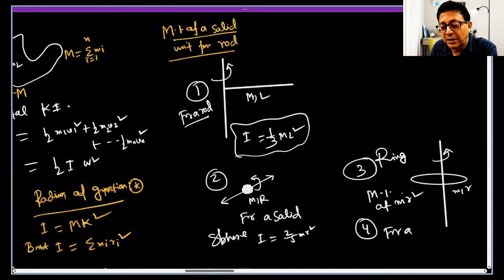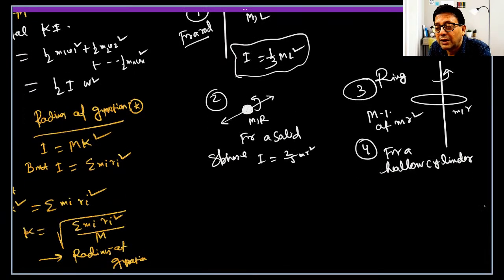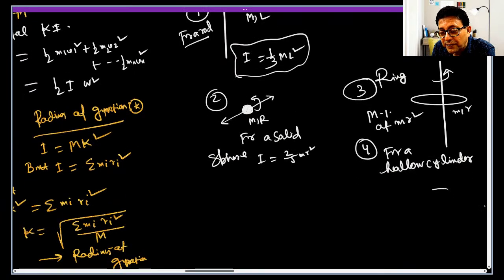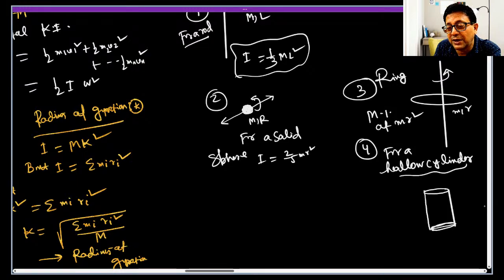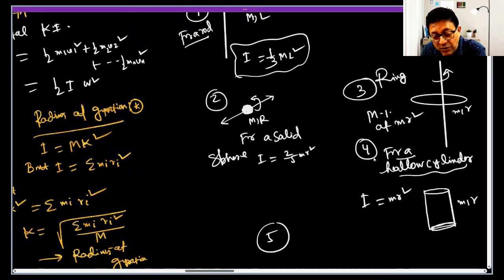For a hollow cylinder, it is like a ring only, it is made of rings. So the formula is not going to change. The moment of inertia of a hollow cylinder of mass m, radius r, is also mr square. Done for hollow cylinder.